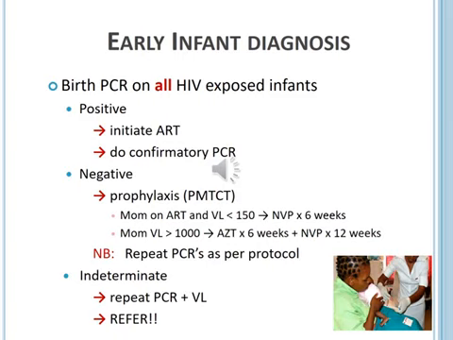The last scenario is when you have an indeterminate PCR, meaning it's not positive, but it's also not negative. If the birth PCR is indeterminate, you do not initiate the patient on ART. You repeat the PCR and viral load, stick the barcode on a referral letter, and refer that patient for further investigation.